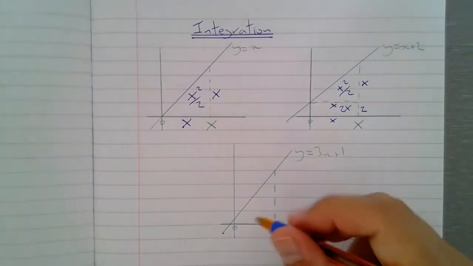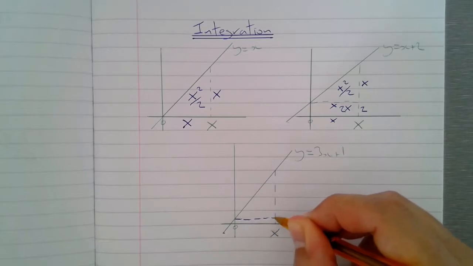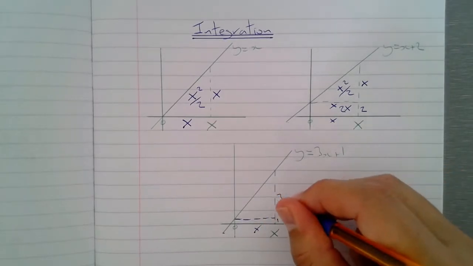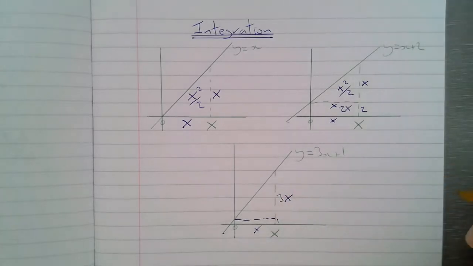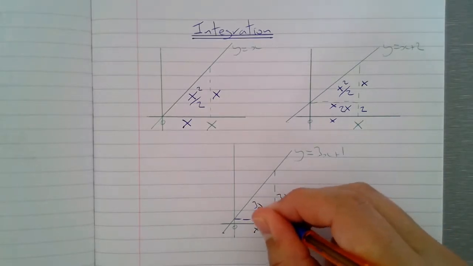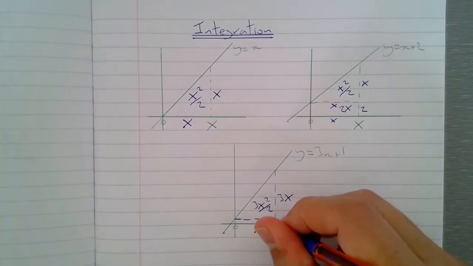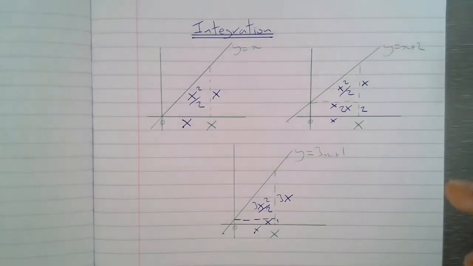And last but not least, if I do the same thing here across there, that's 1, that's x, this is 3x. And so I've got 3x squared over 2 for the triangle. In here I've just got an x.